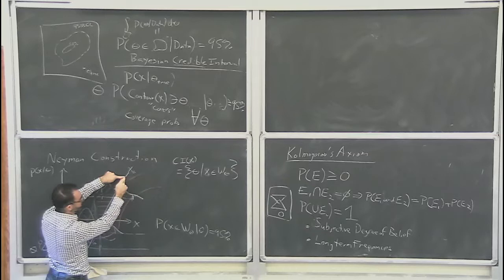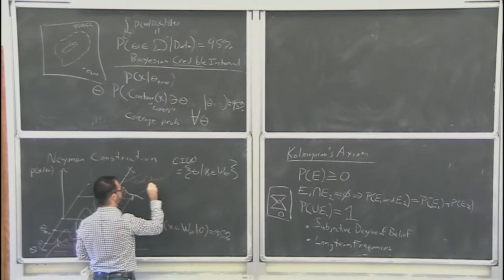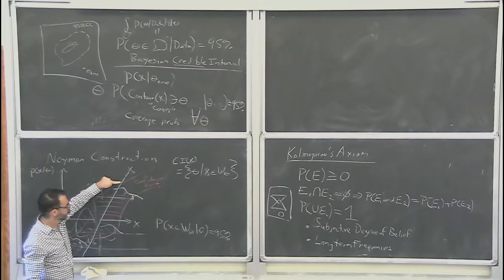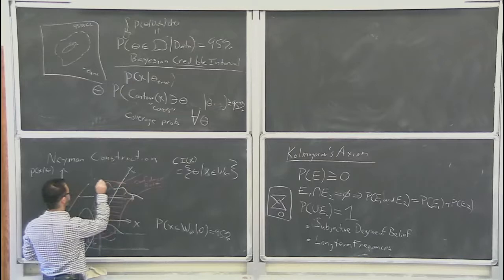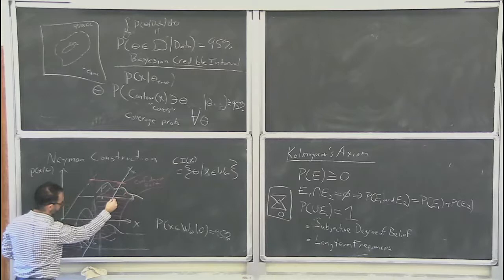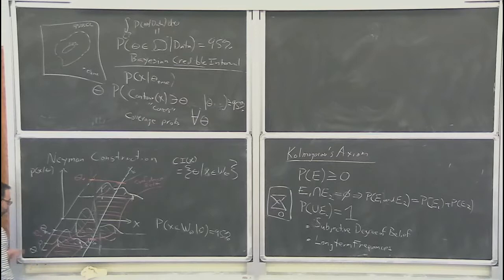So this W of theta, this thing, is called the confidence belt. Okay, so the data X is not inside the confidence belt for this value of theta, so this point's not going to be included. This one works, so I'll say, okay, this one is good. This is a particular value of theta where we're good. And then I keep going. We're inside the confidence belt, inside the confidence belt, and then I leave the confidence belt again here.